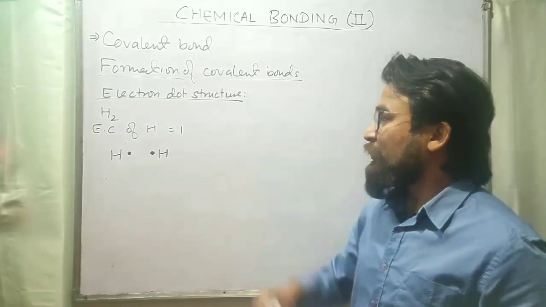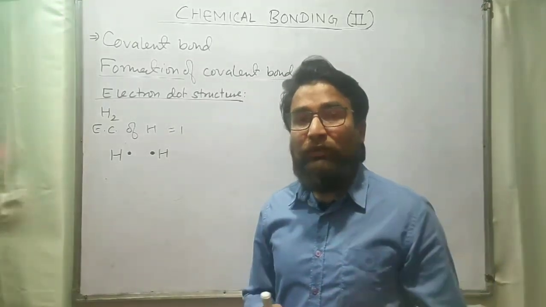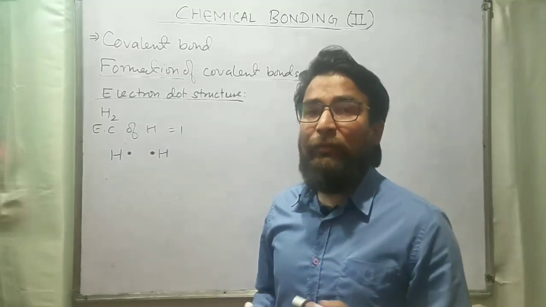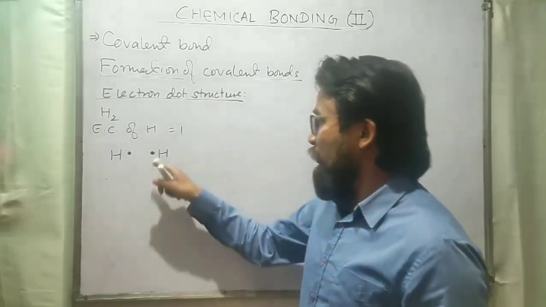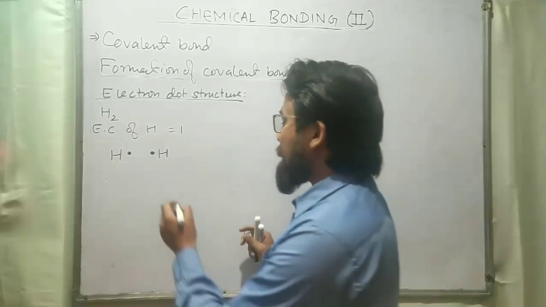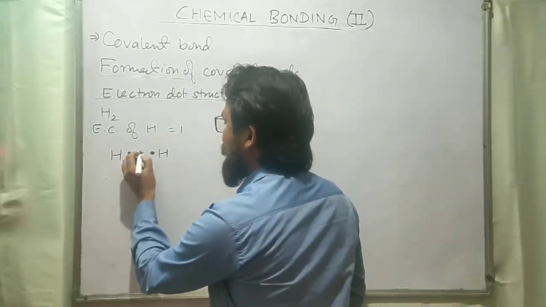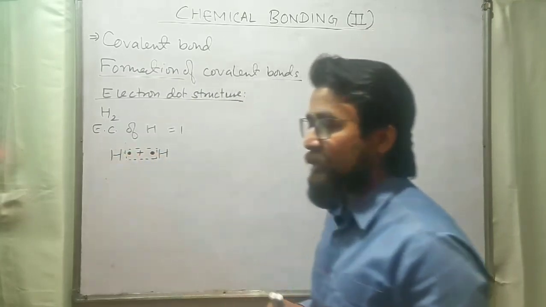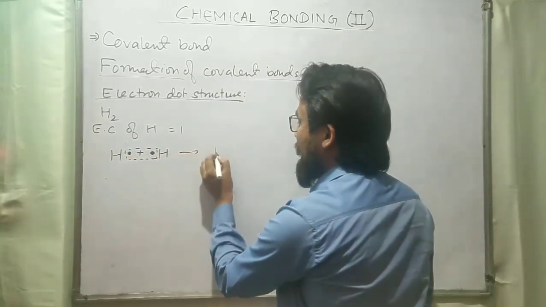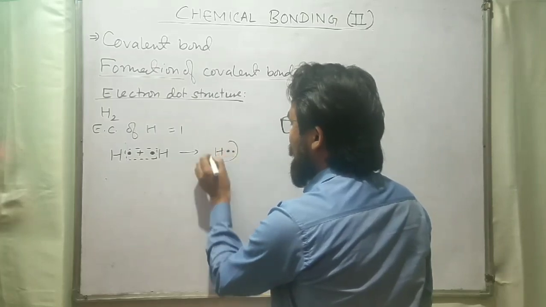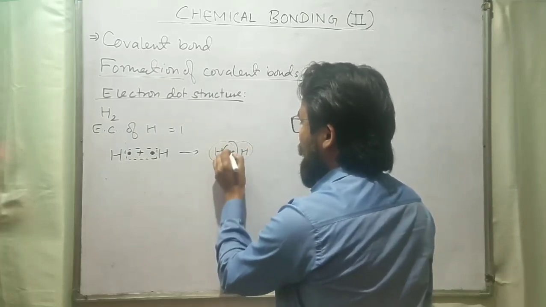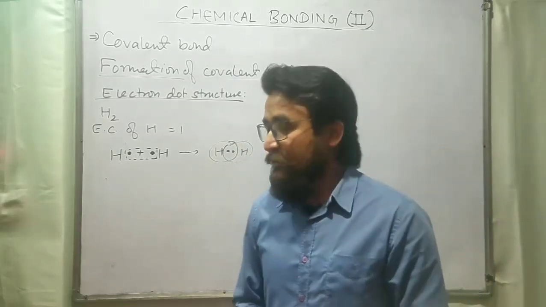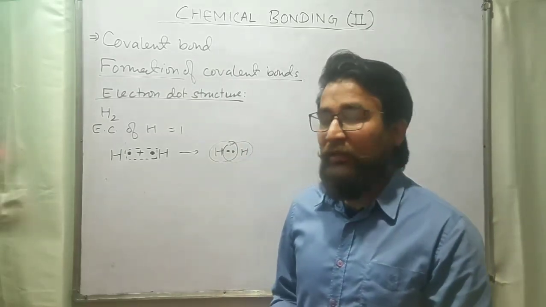So you can see the electronic configuration of hydrogen is 1. It contains only 1 shell. In the first shell there should be 2 electrons to complete the duplet, or to have the electronic configuration similar to the noble gases. So these 2 hydrogen atoms will share 1 electron each, and it will form the H2 molecule. In this way these 2 electrons will be shared between these 2 hydrogen atoms. So you can see each hydrogen atom now has 2 electrons.